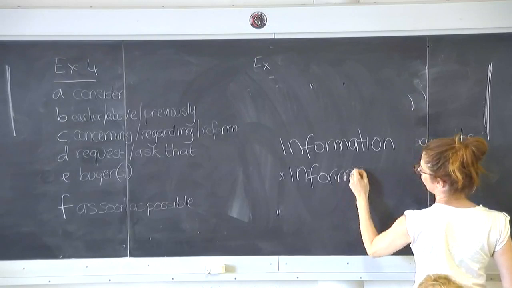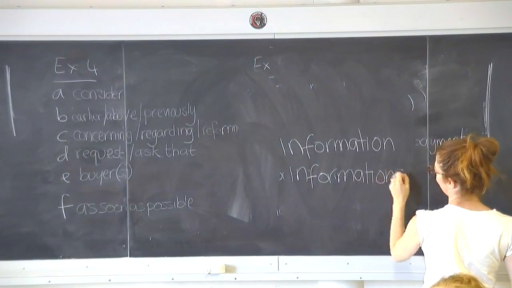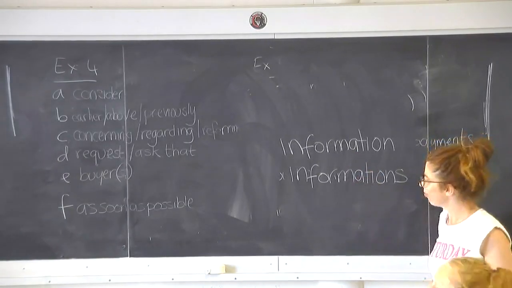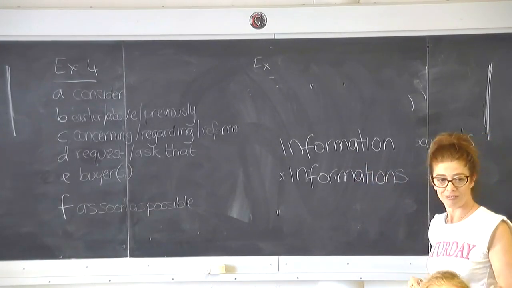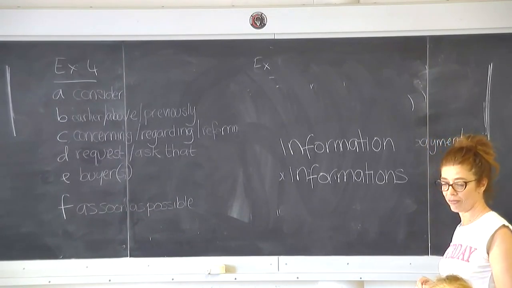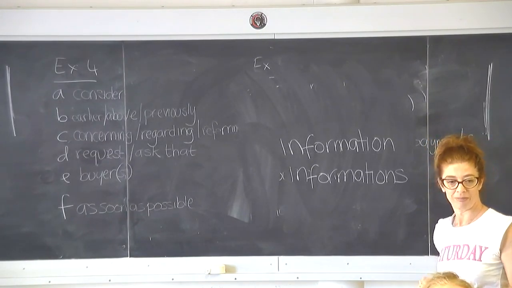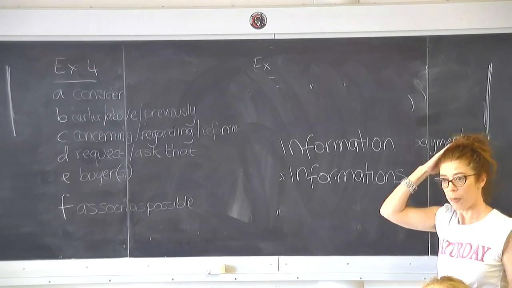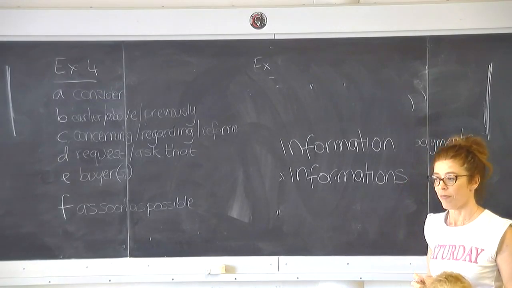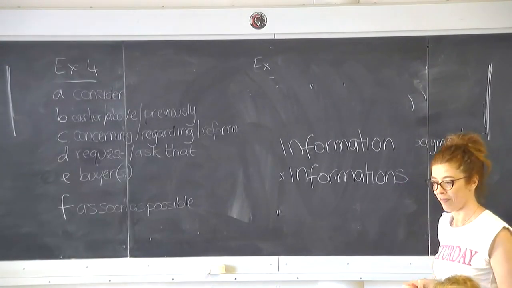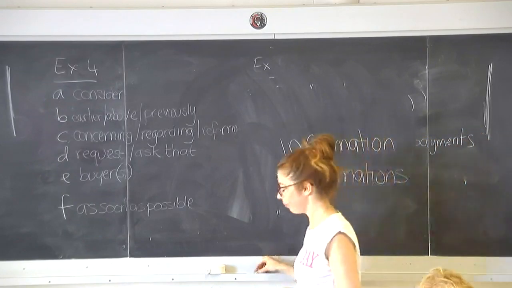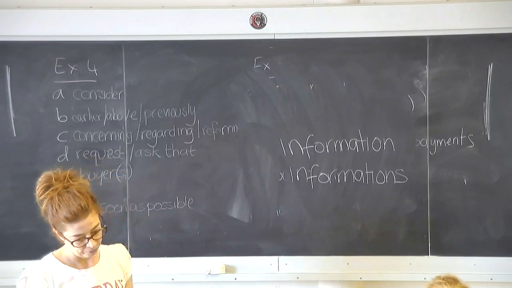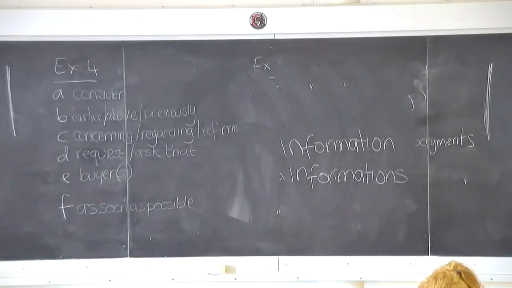There are lots of examples that in Italian are countable, that in British English are not. So information is always single, it's uncountable. We don't have informations. So could I have some information? Not some informations. News is another example. Advice. There are many. So do check your dictionary or check online quickly if you're not sure.